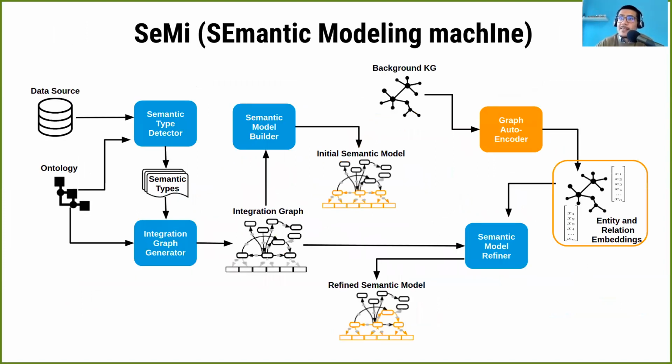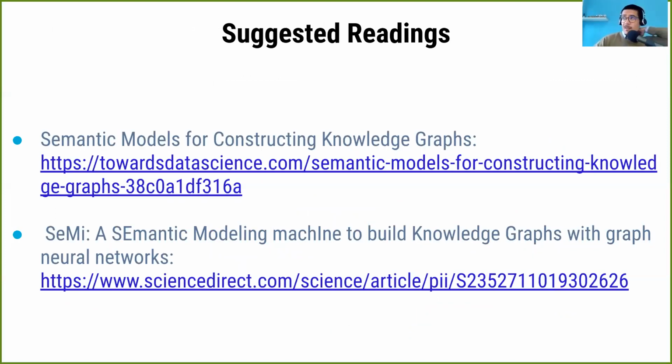So also in this case, I suggest an article on Medium that describes how to use semantic models for constructing knowledge graphs. And in this case, I also suggest a reading that is a journal paper that we published last year, in 2020, that describes all the details related to the semantic architecture and all the results that we were able to achieve in the evaluation of our approach.